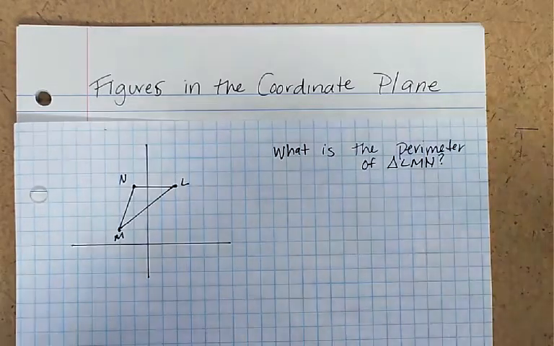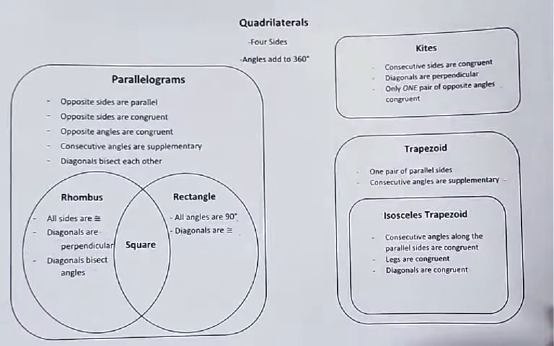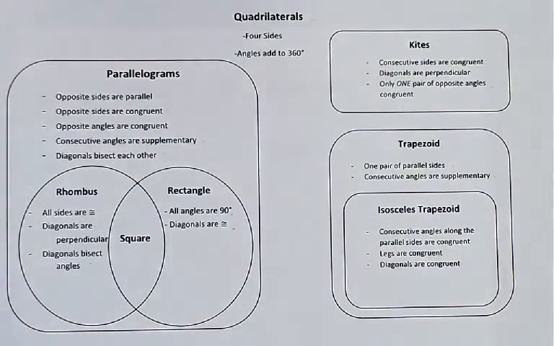So if you haven't already asked for me to send you this Venn diagram here, or you haven't screenshotted it in this video, let me know and I'd be happy to email it to you. It lists out all the properties that you need to look for to decide what type of quadrilateral you have.